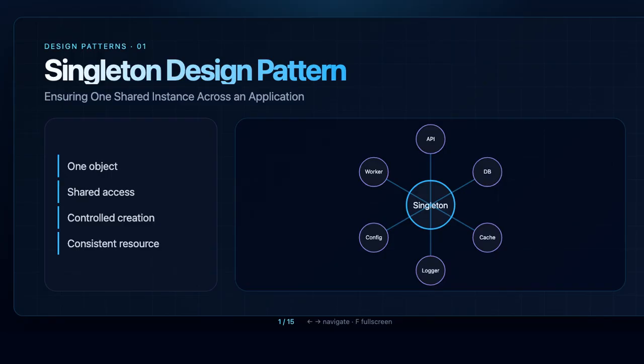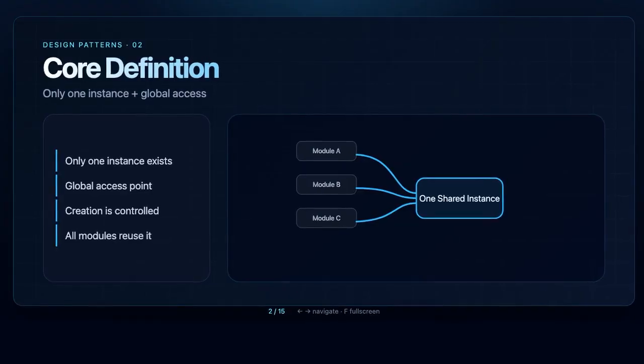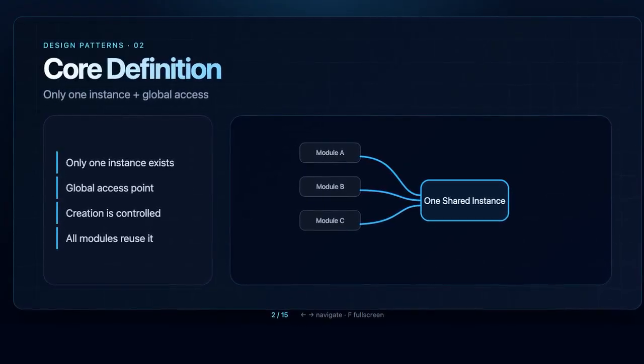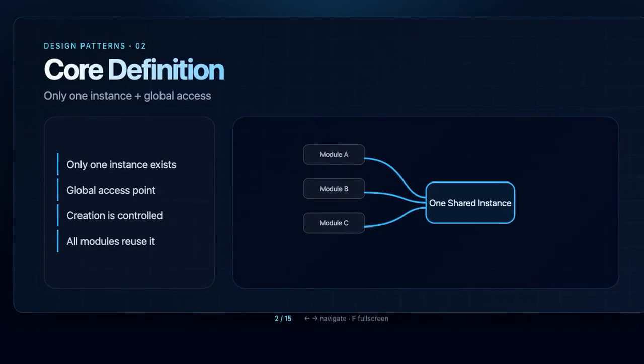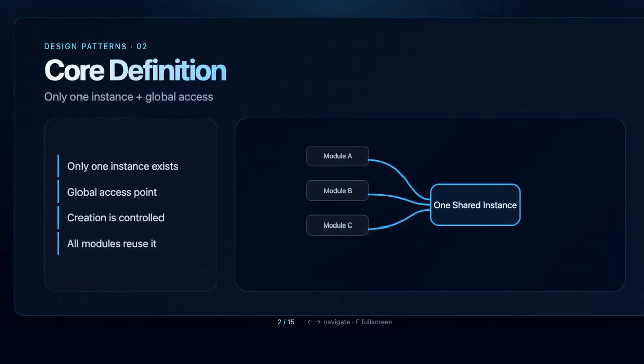The pattern does not make every shared object good architecture. It simply gives you a controlled mechanism when exactly one coordinating object makes sense. Singleton ensures two important things. First, only one instance of a class exists. Second, the rest of the application has a consistent way to access that instance.